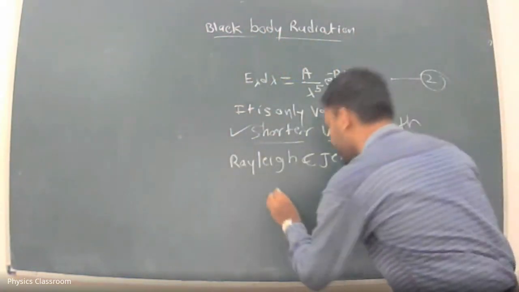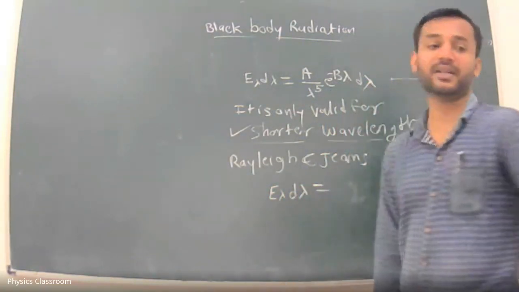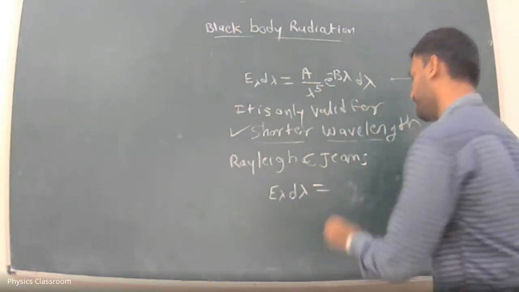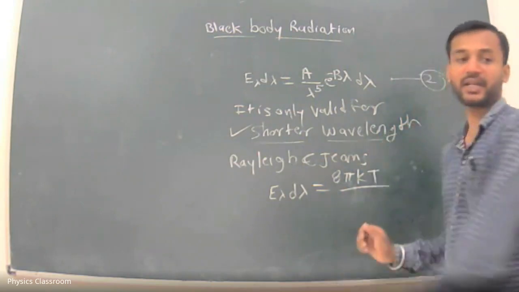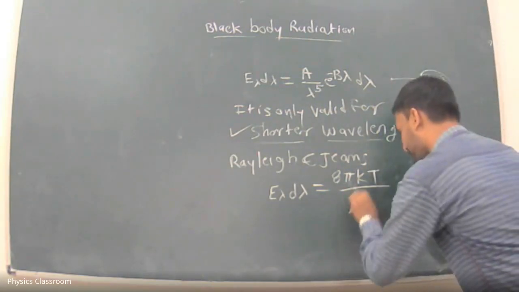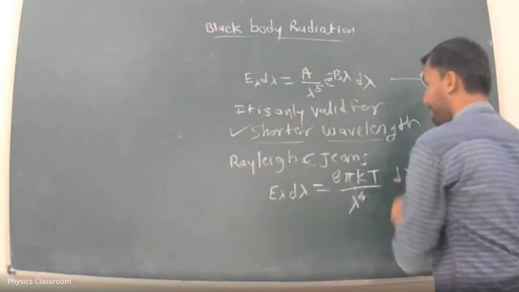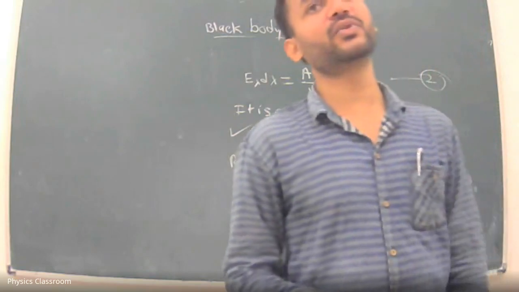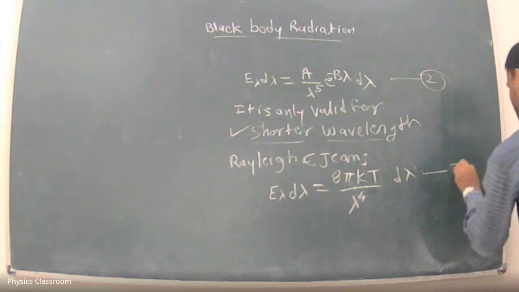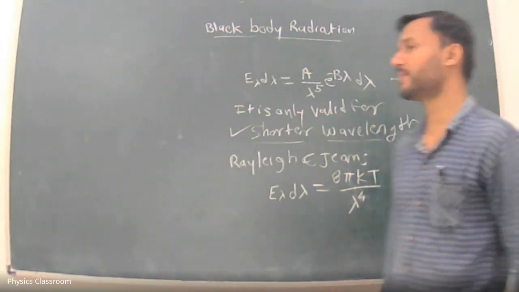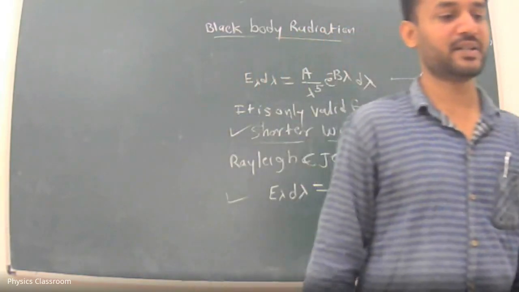What is its equation? They proved it: E lambda d lambda is equal to 8 pi kT divided by lambda raised to 4 into d lambda. We call it equation number 3. This is the Rayleigh law.